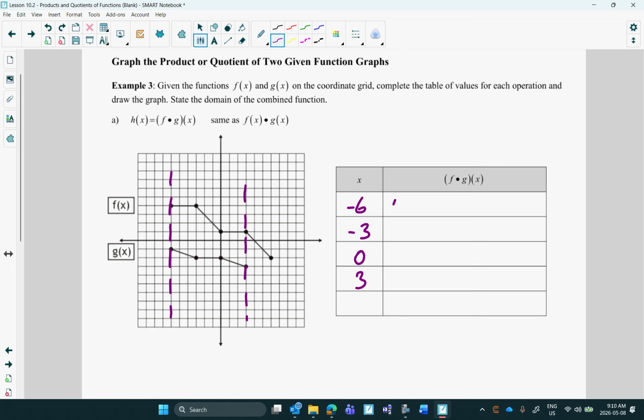So I get 4 times -1 equals -4. For -3, I get 4 again, but this time times -2 gives me -8. For 0, I get 1 times -2, which is -2. And for 3, I get 1 times -3, which is -3. Plot those new points and connect.